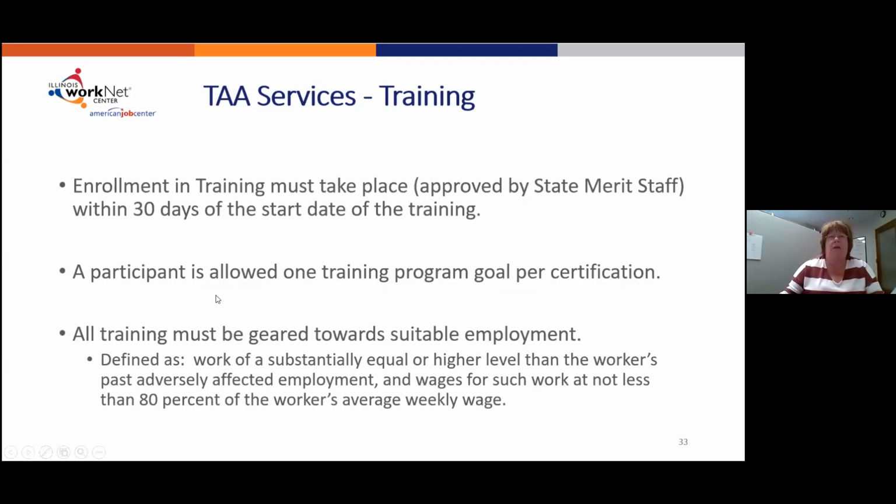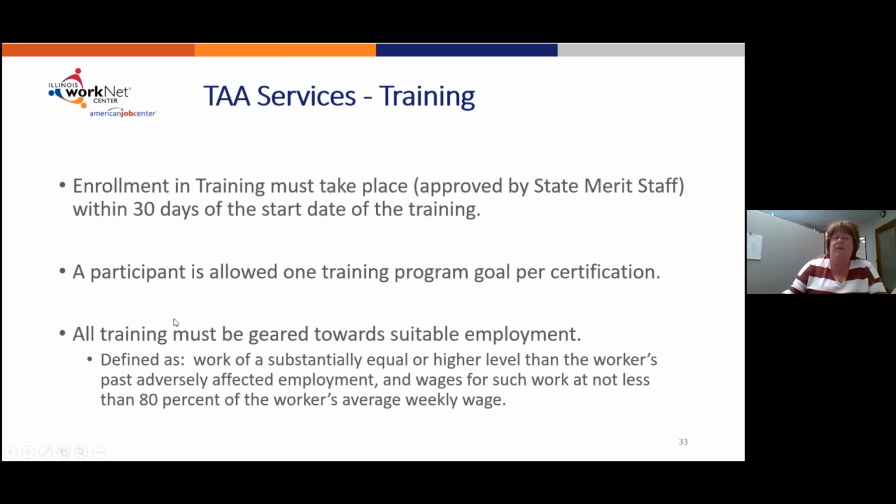Enrollment and training in the status on IWDS must take place and be approved by state merit staff within 30 days of the start date of the training. So, if you're within that 30 days, you can request that enrollment and training not yet started approval and the approval of all of that information. So that person is in a status of enrolled in training, not yet started. And then they can get their TRA, and then they can just start their training when they're scheduled to start, and everything can just roll on great.